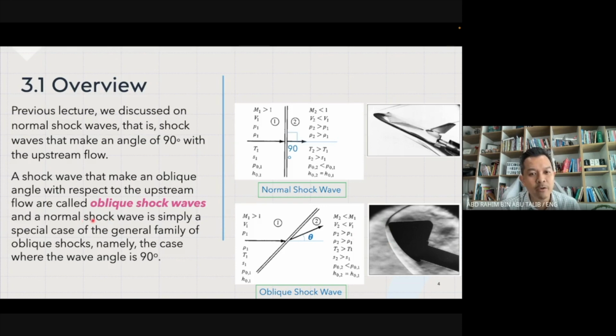A normal shock wave is simply a special case of the general family of oblique shock, namely the case where the wave angle is 90 degrees. Anything having a different angle, other than 90 degrees, is an oblique shock wave. Similarly, there will be a variation of the properties of the flow at point 1, and there will be properties at point number 2 that we are going to investigate in this topic.